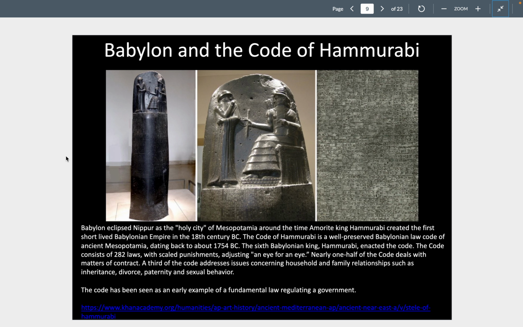And then also, the third of the stele is dealing with contracts and addressing how inheritance and divorce and paternity and sexual behavior is supposed to happen. So this is an early example of a fundamental law regulating government.